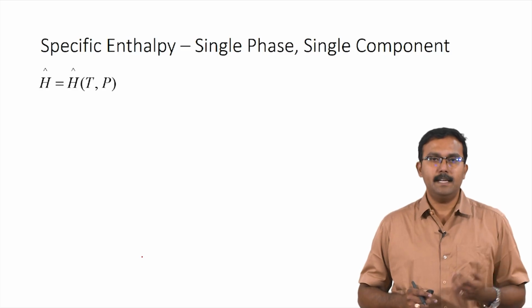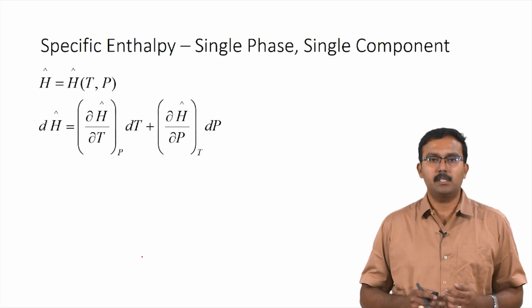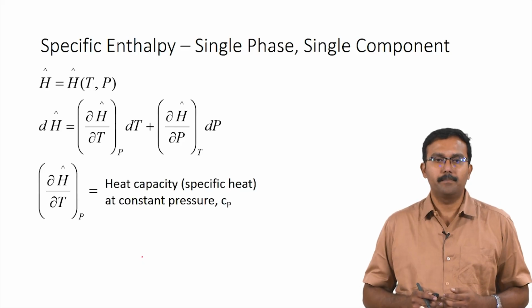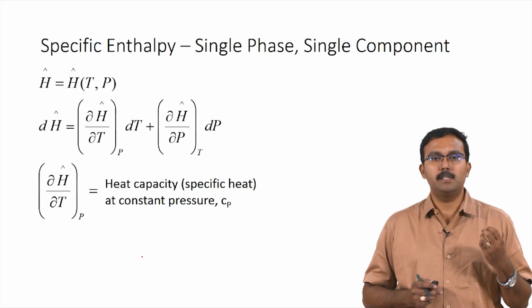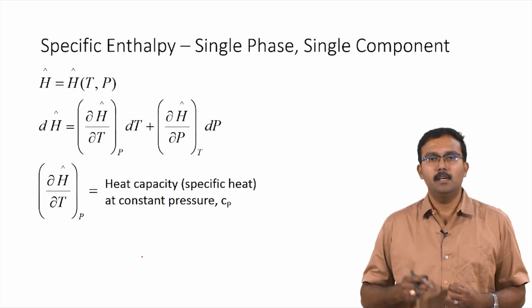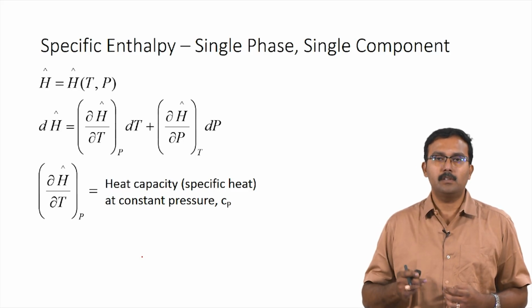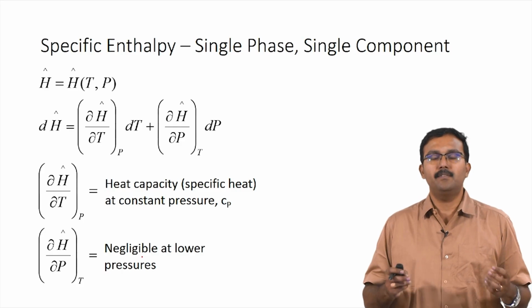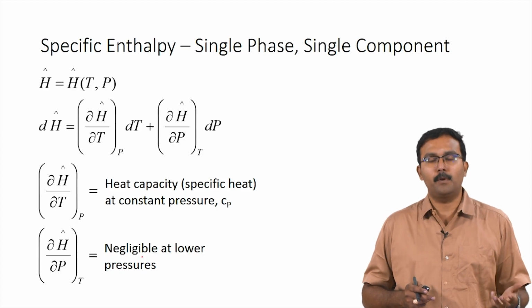So, if we were to differentiate this equation, you would get dH cap equals dou H cap dou T at constant pressure dT plus dou H cap dou P at constant temperature dP. So, this term in the first part of the equation, dou H cap dou T at constant pressure, is called the heat capacity or the specific heat capacity at constant pressure, which is also represented as Cp. The second term, dou H cap dou P at constant temperature, is usually negligible when pressure differences are small. At lower pressures, this term can be removed for all processes.